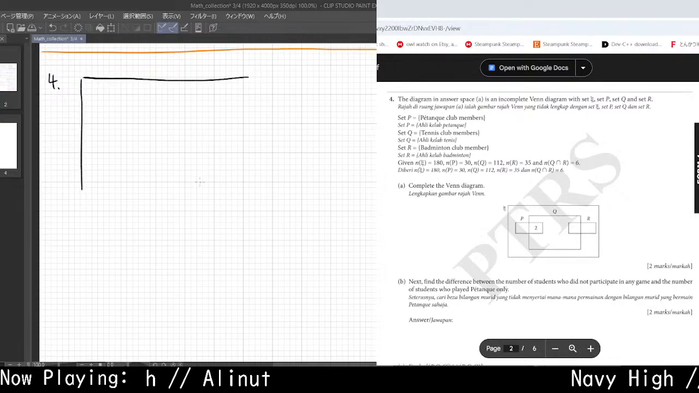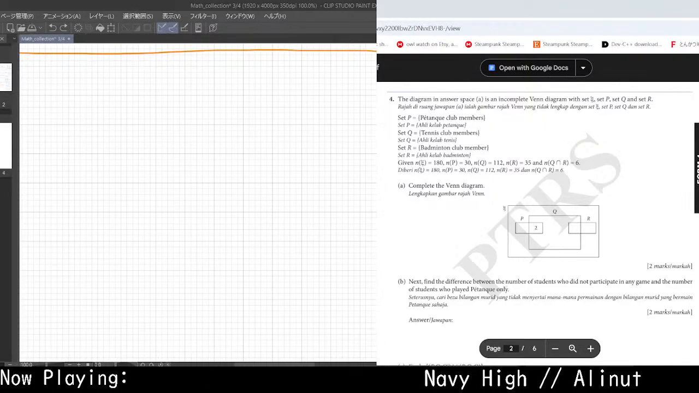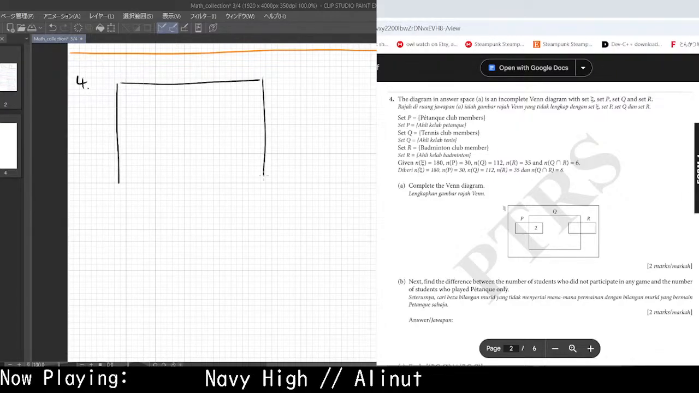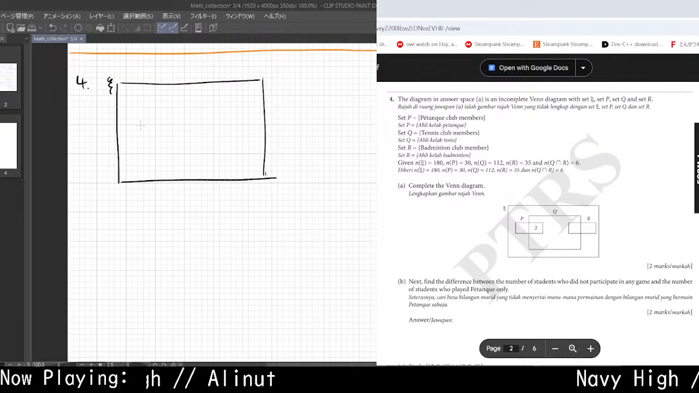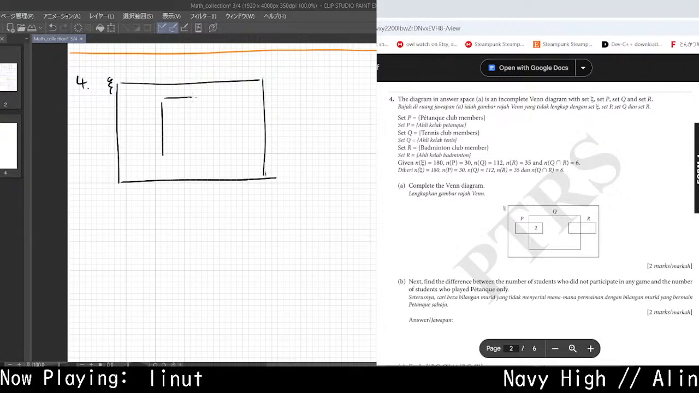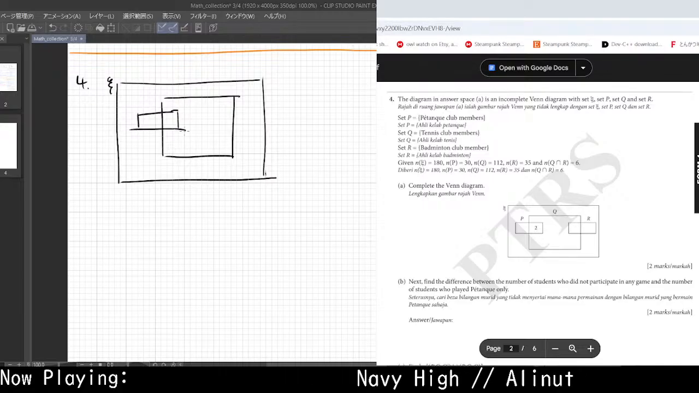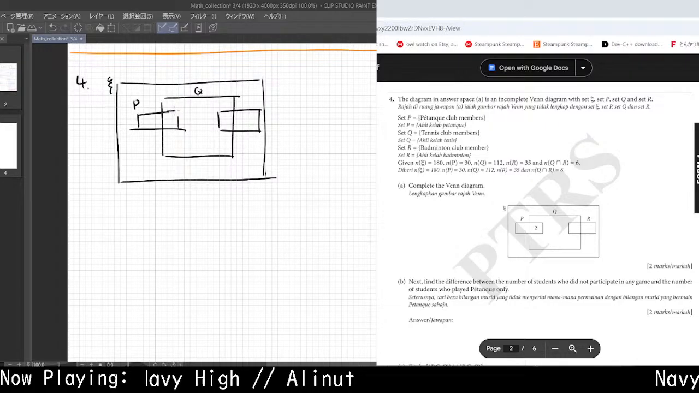Let's just draw this out. Let me switch back. If needed, I can do some shading. Okay, this is your universal set psi. This is your set Q. This is your set P. This is your set R. As given by the question.